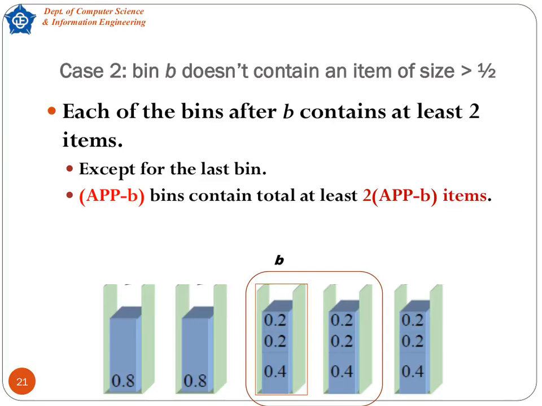Now let's focus specifically on bin b, which is outlined in red, and the bins that follow it. Bin b itself is packed with 3 smaller items, 0.2, 0.2, and 0.4. Notice how none of these individual items are larger than 0.5, perfectly aligning with our case 2 definition. The subsequent bins also clearly demonstrate this principle, being filled with multiple items. For instance, the very next bin also contains items of 0.2, 0.2, and 0.4, summing up to 0.8.